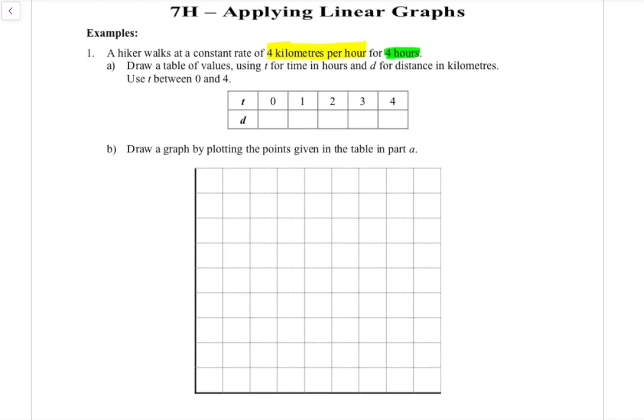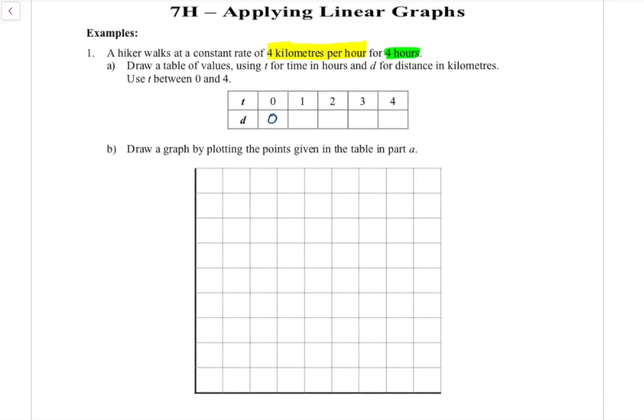So we have to draw a table of values, and instead of having an x and a y-axis, we're going to use t for time and d for distance. So let's look at our table. The first part says, how far would they travel if time was 0? So how far would they travel after 0 hours? Well, after 0 hours, they have travelled nowhere because they haven't moved.